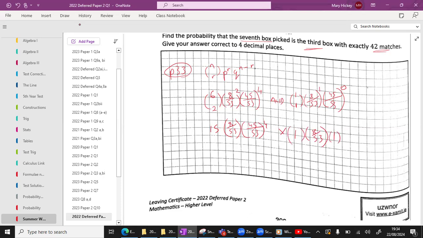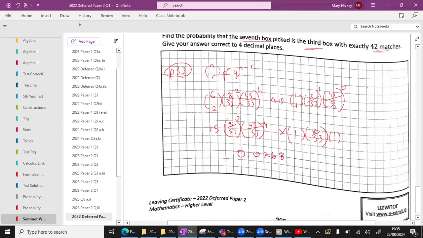Okay, so I'm doing 15 times bracket 8 over 53. So I'm just typing it in exactly as I see it in front of me. There should be a 2 there. Sorry, I just didn't write it down again. So we're doing it to the power 2 times bracket 45 over 53 to the power of 4 times 8 over 53, and then it's obviously times 1, so we don't really need that bit.